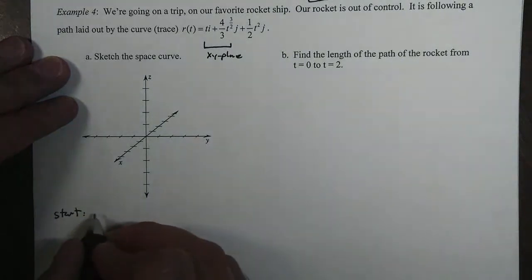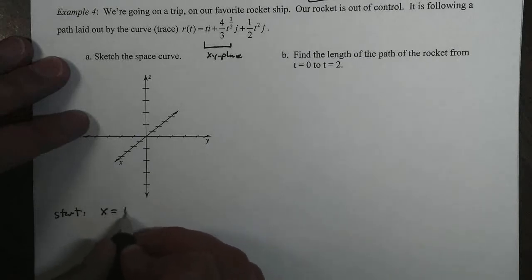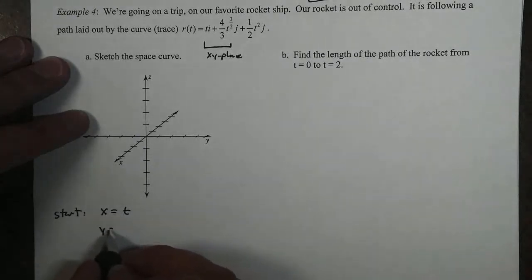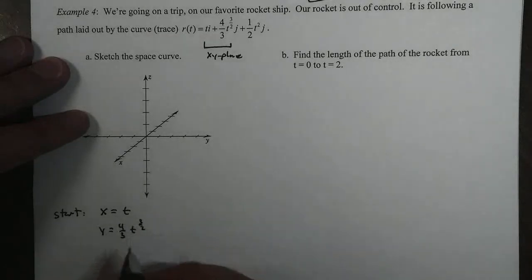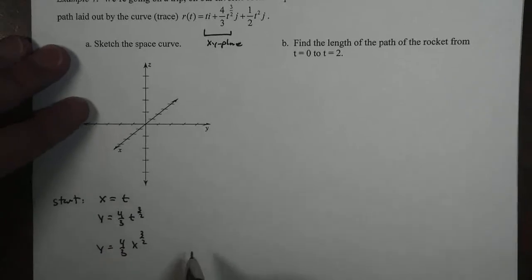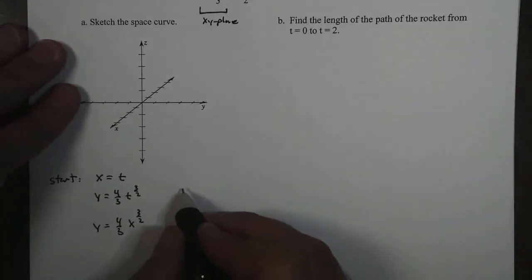Okay, if I start on the XY plane, I know that x is t, it's parametric, and y is 4/3 t to the 3/2. I can write this as a function by replacing t with x. So y would equal 4/3 x to the 3/2. And I want to see what this looks like.